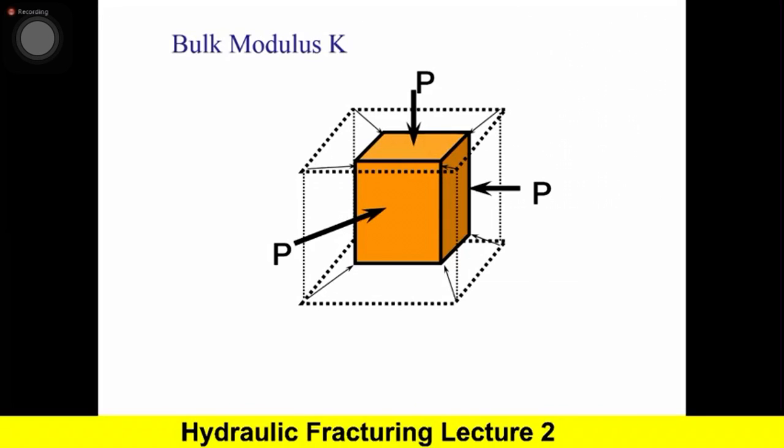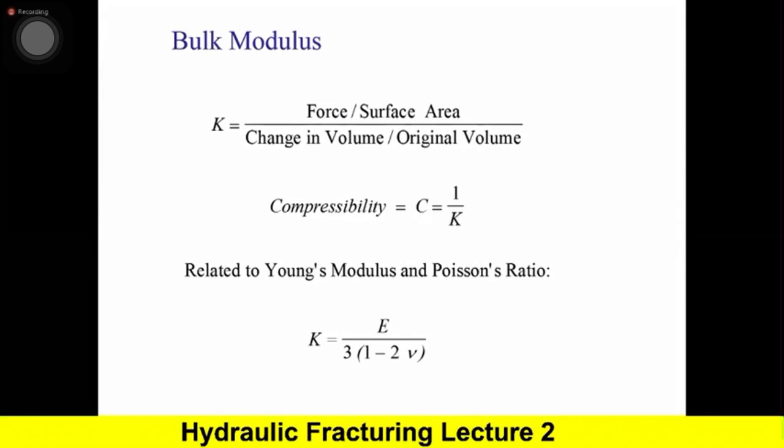Bulk modulus is actually the inverse of compressibility. So if I apply stress around the rock, the volume gets smaller. So it is essentially 1 over compressibility, except that in rocks we call it bulk modulus. And again, bulk modulus is related to Young's modulus and Poisson's ratio.